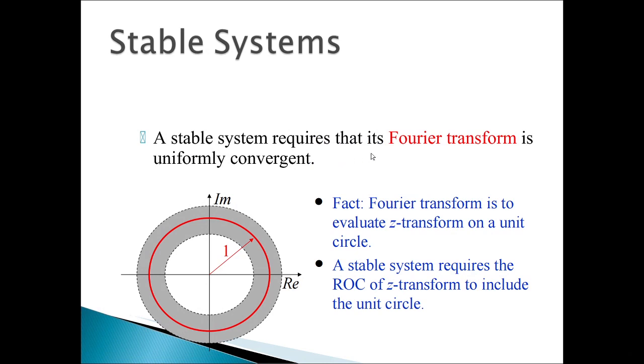A stable system requires that its Fourier transform is uniformly convergent. The Fourier transform is the Z transform evaluated on the unit circle, as I have just explained. This is about the unit circle. In the Z plane, we have the unit circle and the Z transform on it. A stable system requires the ROC of the Z transform to include the unit circle.